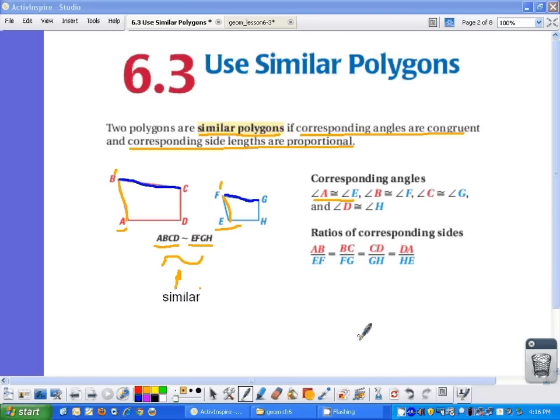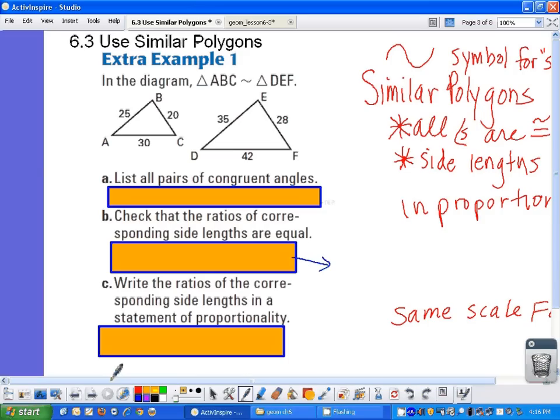So let's go take a look at applying this on an example. Using similar polygons means we're going to be given some information. So in this diagram, they've told us that triangle ABC, this triangle on the left here, is similar to triangle DEF, the triangle on the right. Okay? So they're asking us to come up with three different things.